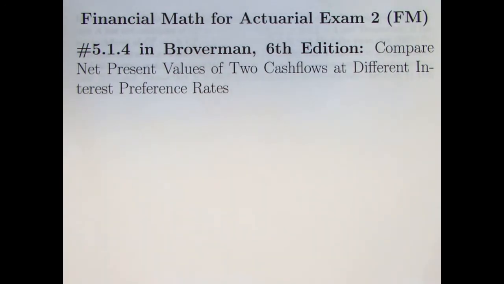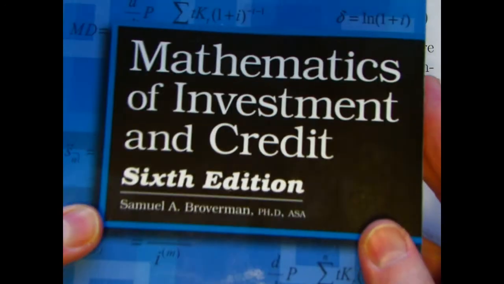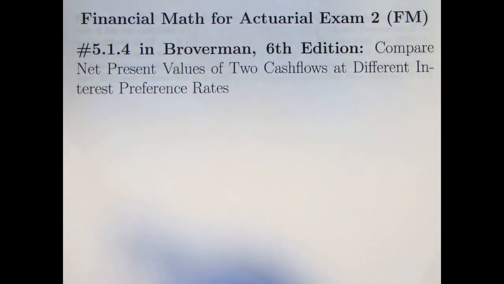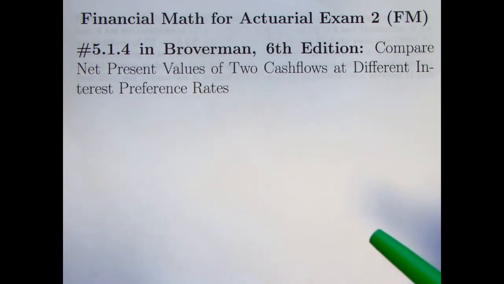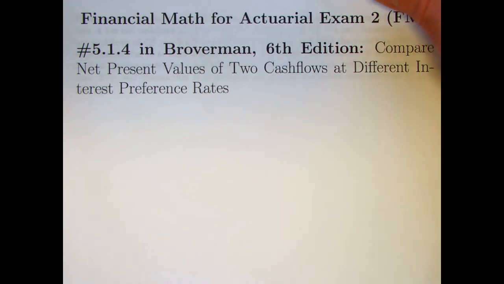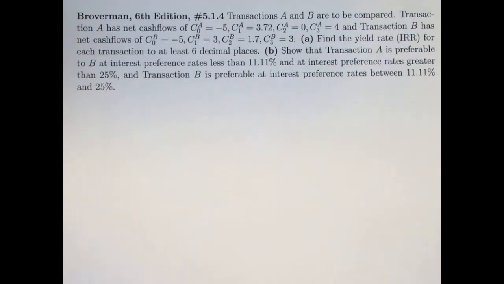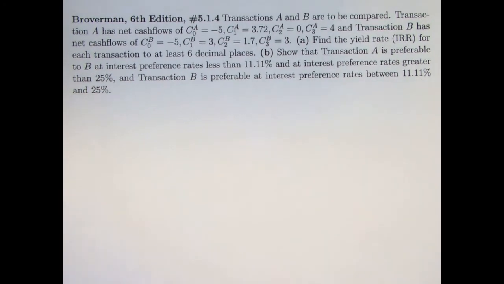We're going to go back to Broverman's book in this video, Mathematics of Investment and Credit, 6th edition. Problem 5.1.4. It's going to be kind of a long video because we're going to introduce some terminology, notation, and some new ideas, really. We're going to be comparing net present values of two cash flows at different interest preference rates. It's a pretty important subject here, so I think it'll be worth your while.